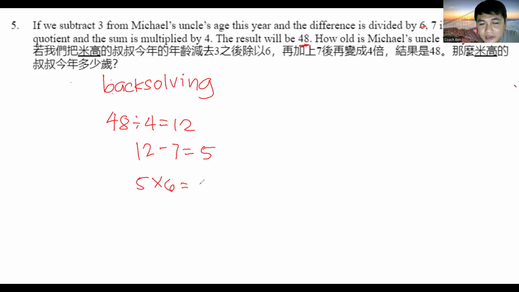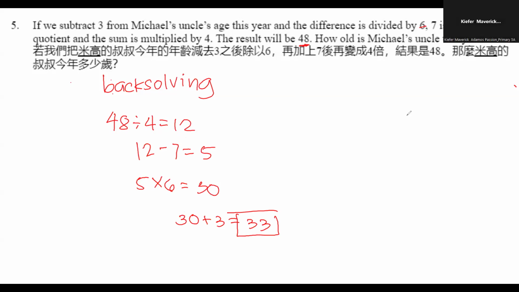5 times 6 is 30. And last, subtract 3. So we plus 3. 30 plus 3, that is 33. So are there any questions for number 5? None po. Okay, very good. So I think everyone got the correct answer, 33.